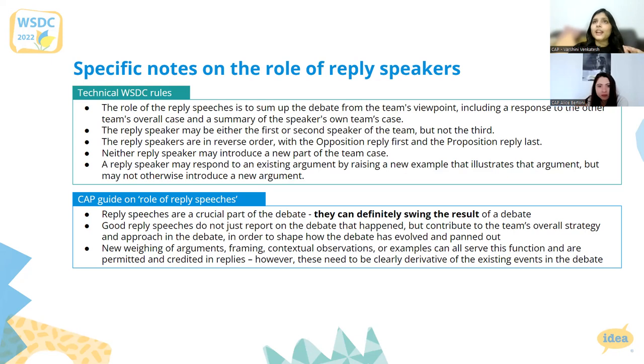But second is, reply speakers, especially proposition reply, really is the only speaker that has the ability to do anything about third op and op reply that go one after the other. So some new things in reply are permitted. They can't be new arguments. They can't be new rebuttal, but they can be new weighing framing. They can be new contextual observations, examples.